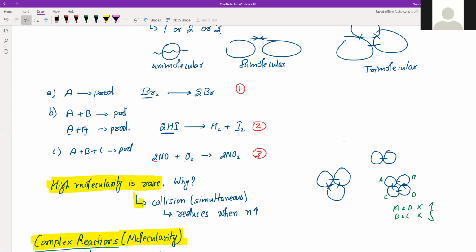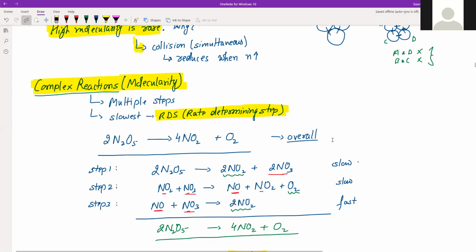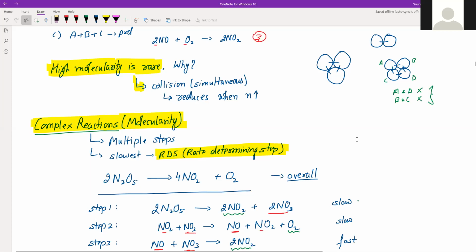So higher molecularity is very rare because of reasons like simultaneous collision, as we have seen. These three, which you see here, can simultaneously collide. So all three are colliding with each other. But as soon as you increase it to 4, you can see that, for example, A is colliding with B and C, but A is not colliding with B. So this is not simultaneous collision of all of the molecules at once. So it is difficult for 4 molecules to collide together.